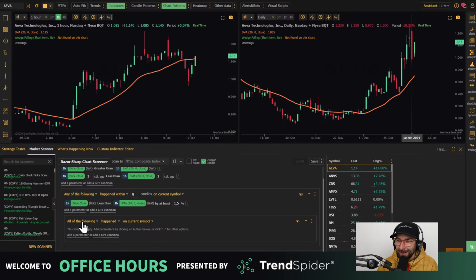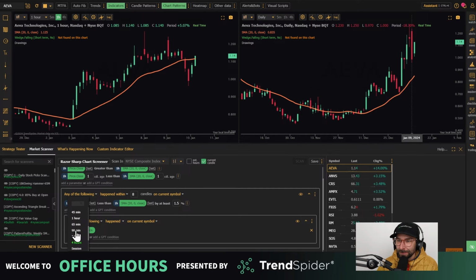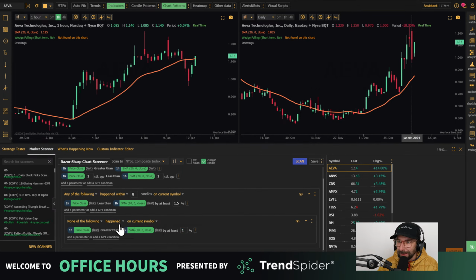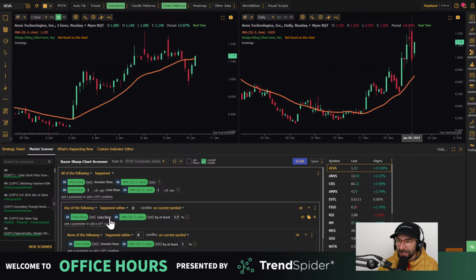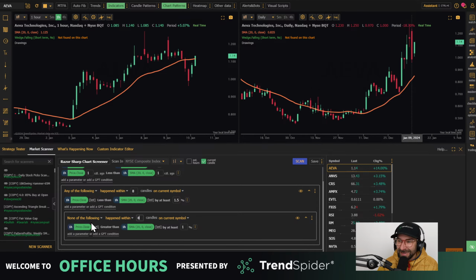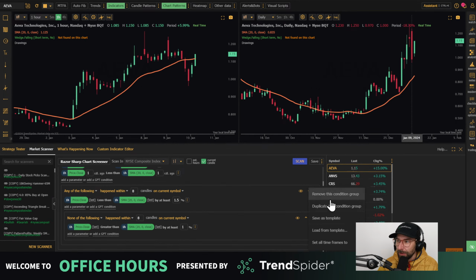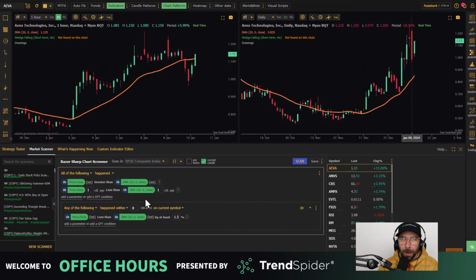So let's say I made this any of the following. And I added a thing in here that said, I don't know, none of the following is true. And price closed greater than the indicator, greater than the SMA by at least 1% within the last 8 candles. So now we're saying that either price closed less than the 20 SMA within the past 8 candles, or it didn't close above it by at least 1%, right? You have to be mindful of where you're putting these condition groups. We can dig into that a little bit more if you want to, but to specifically look for that uptrend, you got to define it.